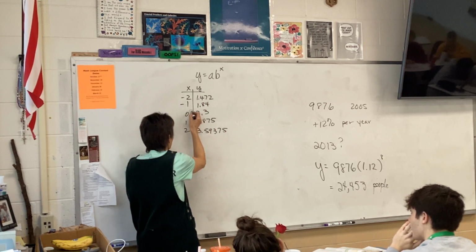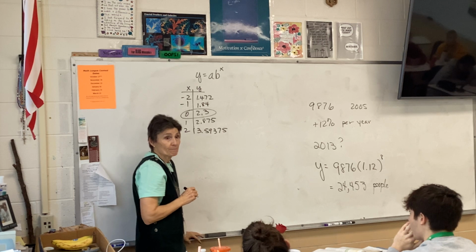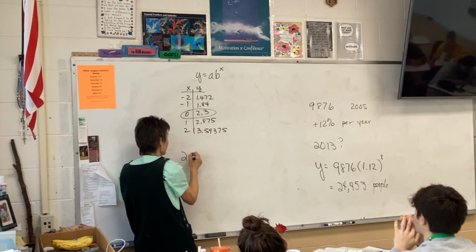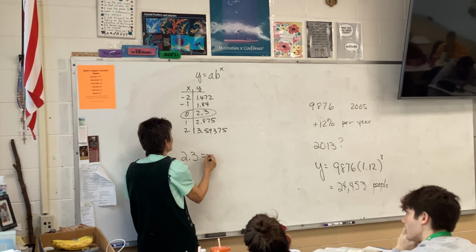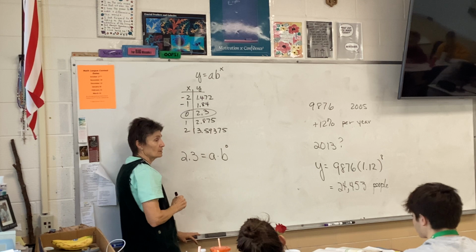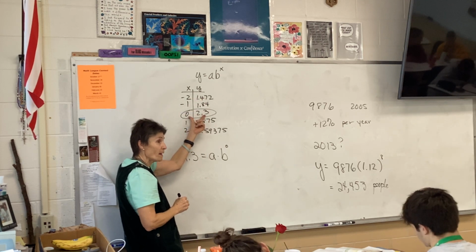And which one do we always want to use? So we're going to start with this point right here, right? And we're going to plug that in. So 2.3 equals A times B to the 0th. This is my X, this is my Y. This is an ordered pair.